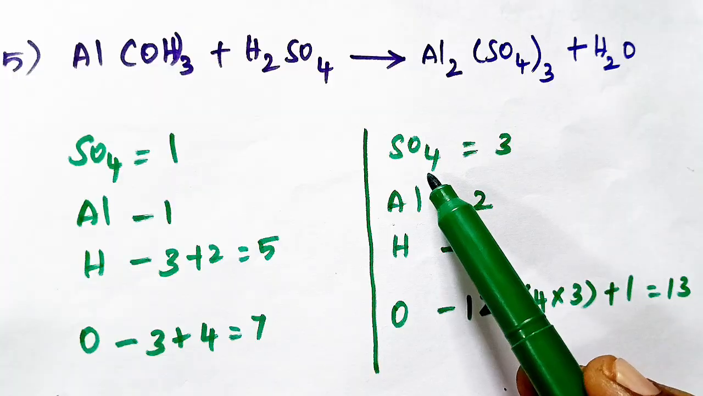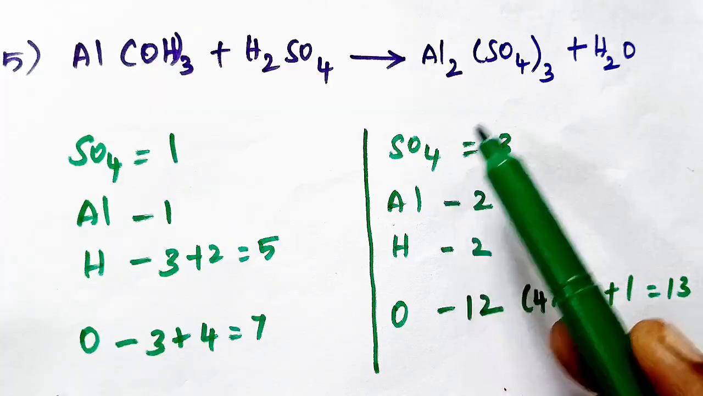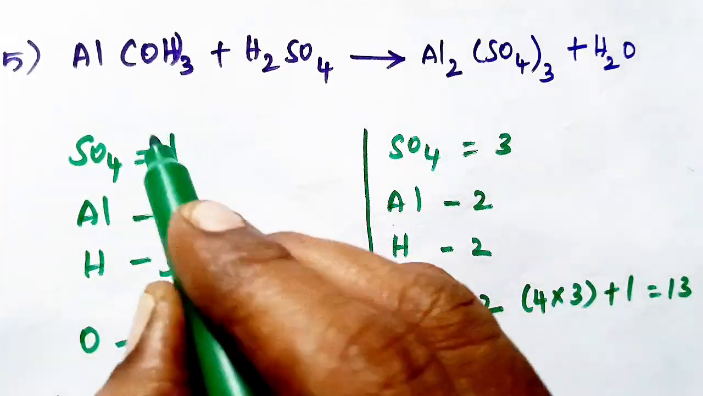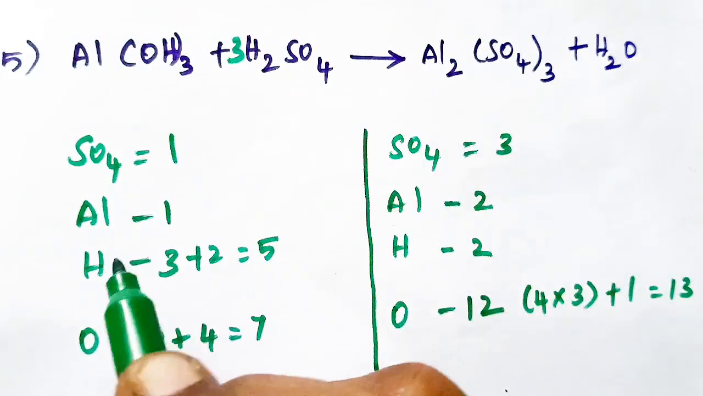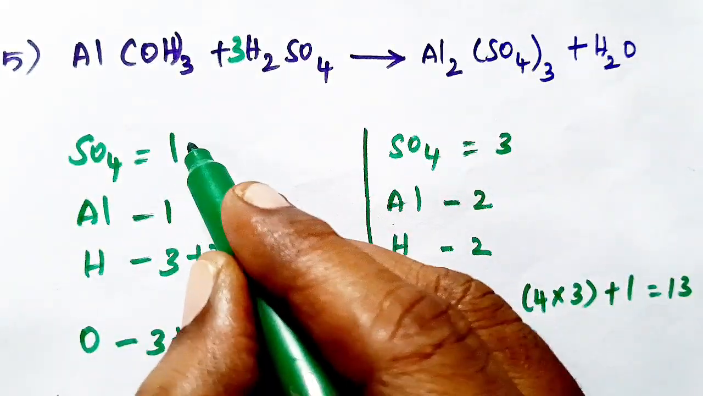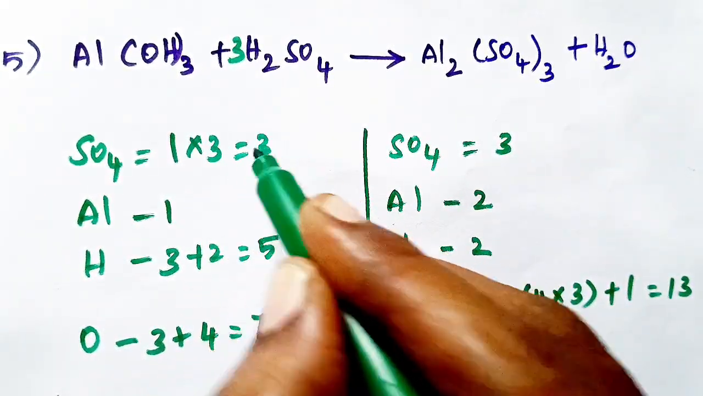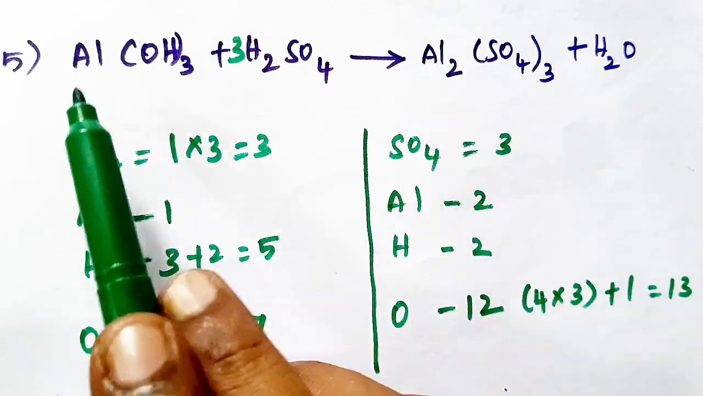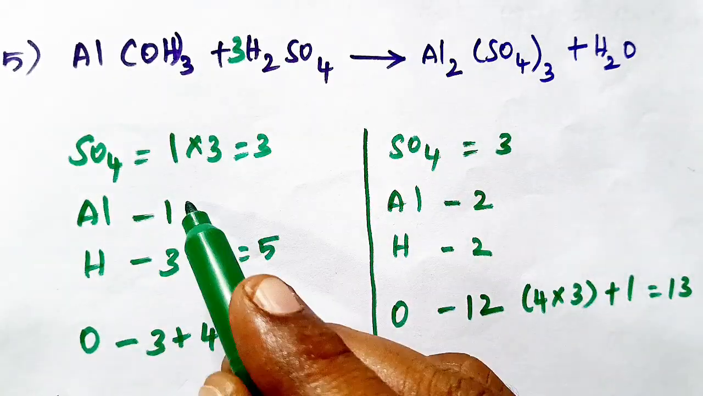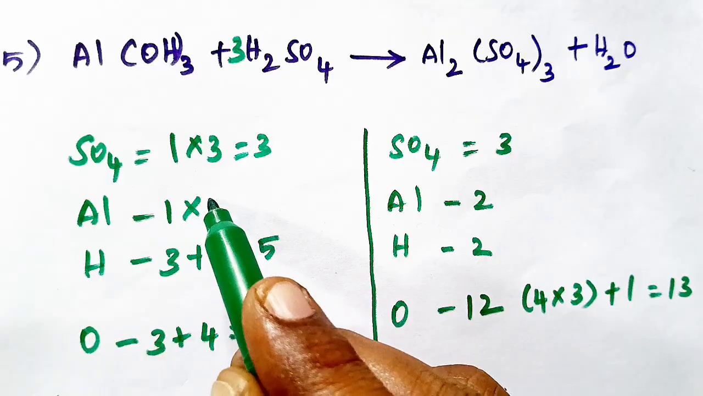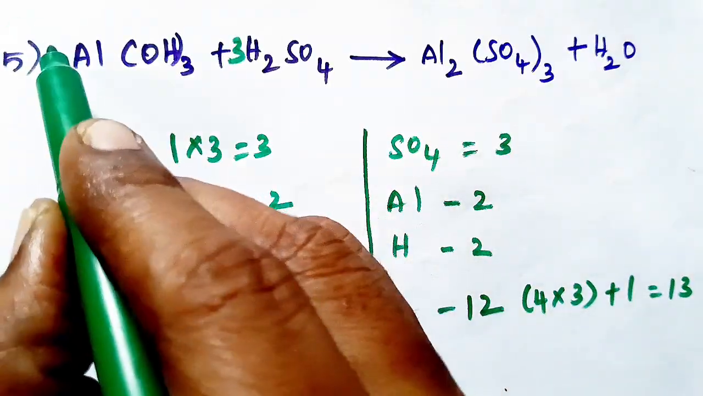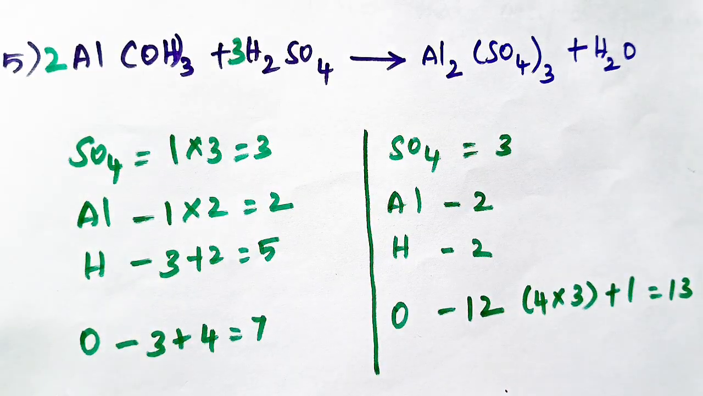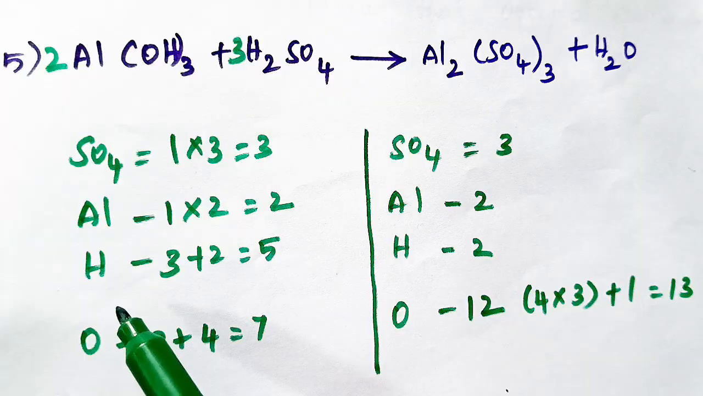First balance your polyatomic ions. This side you have 3, so here also you should have 3, so put it in front of your formula. So 1 into 3 is equal to 3. Then aluminium you have 2, this side 1, so this also you have to change as 2. So 2Al(OH)3.